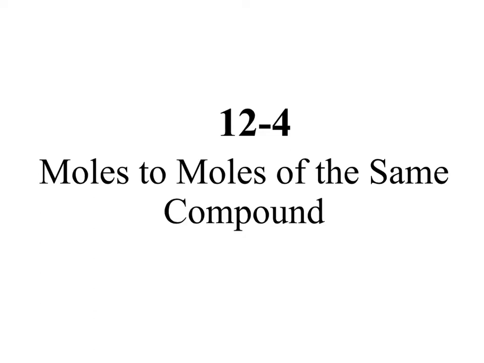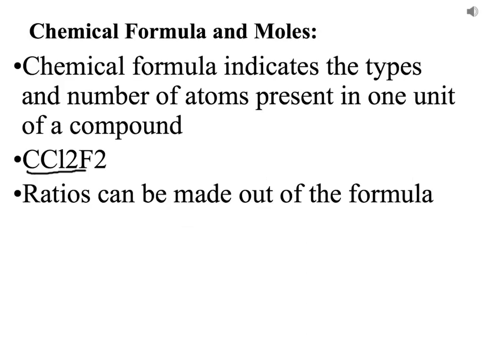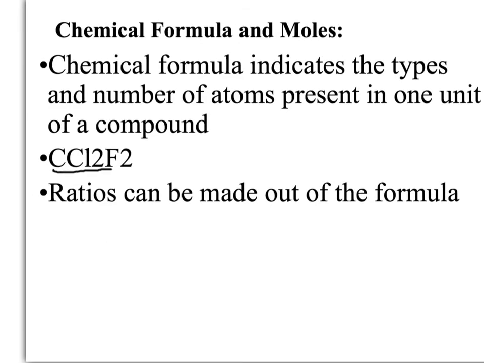Okay, today we're going to learn about converting from one atom in a compound to another. A chemical formula tells us the types and number of atoms present in a compound. For example, if we have this compound right here, that means we have one carbon atom, two chlorine atoms, and two fluorine atoms, because it's CCl2F2. So, one carbon atom, two chlorine atoms, and two fluorine atoms.